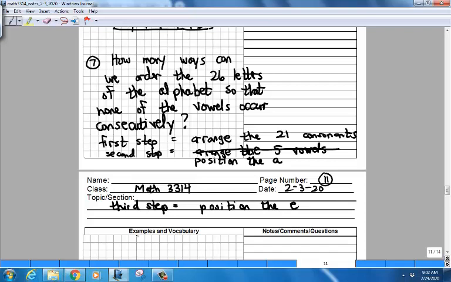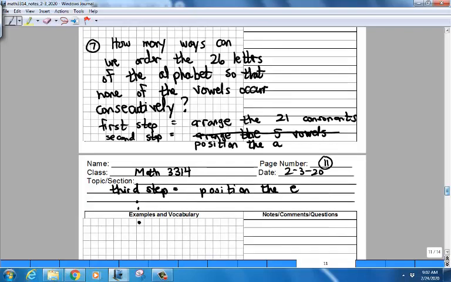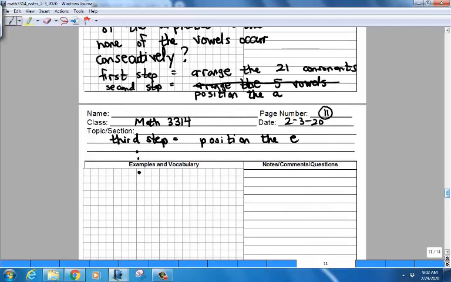And then, of course, so on and so forth. You're going to have to position the I and the O, and then the sixth step is position the U. I'm not going to write down all the steps explicitly, but you can see what they are.